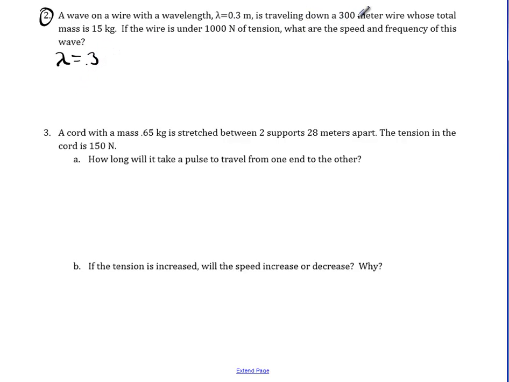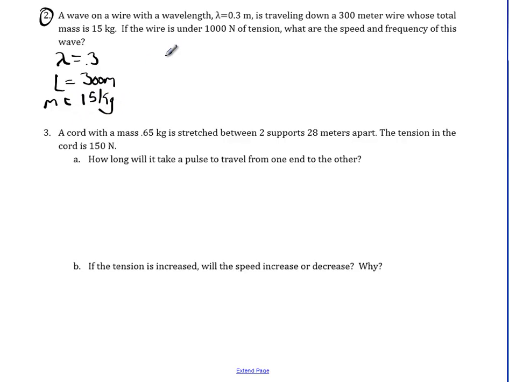It's traveling down a 300-meter wire. That is describing not a wave, that's describing a distance of the medium. So x is 300 meters, and in fact really that's a length. So instead of using x, I'm going to use L. The length of this wire is 300 meters. It's got a mass equal to 15 kilograms.